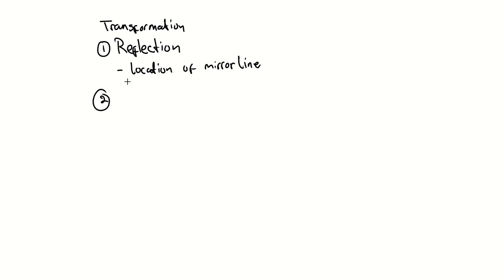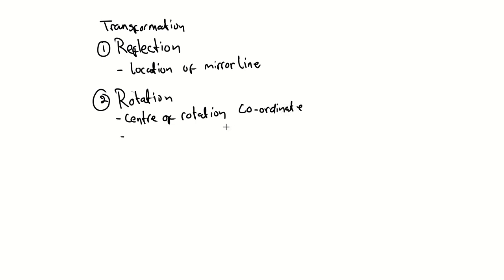Number 2, rotation. For rotation, you need to know the center of rotation. This is a coordinate, by the way. That is the point about which it rotates. You need to know the direction, that is anticlockwise or clockwise.